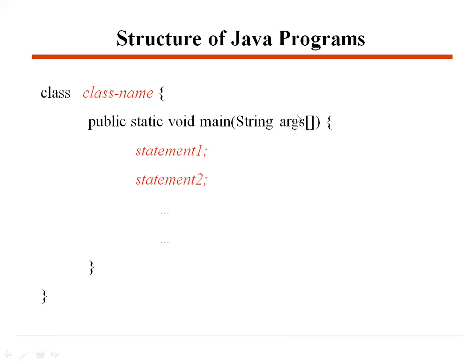This args is an array of string objects here. This is called a main method. Then begin the main method, and whatever logic we want to implement, all related statements we write: statement 1, statement 2, statement n. Then close the main method, then close the class here. This is the basic structure of any Java program.